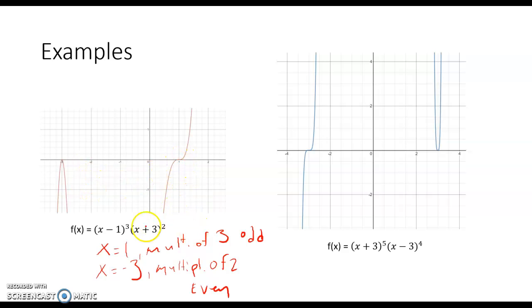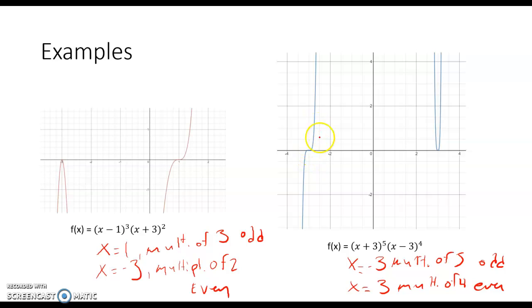But for our odd multiplicity, x equals 1, it crosses at x equals 1 and goes from negative y values to positive y values. Then over here, x equals negative 3 is of multiplicity 5, which is odd, and x equals 3 has a multiplicity of 4, which is even. Again, it crosses over when the multiplicity is odd and bounces off when the multiplicity is even.